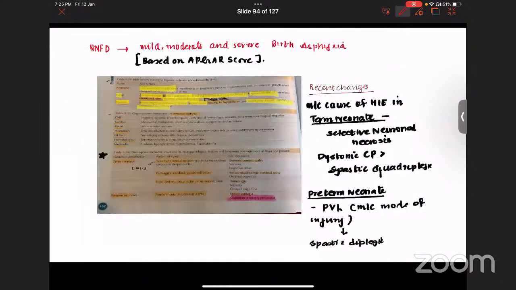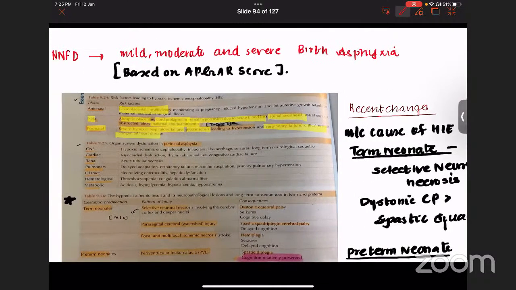So, what is the neuropathophysiology? Based upon our National Neonatology Forum database, we divide birth asphyxia into mild, moderate, severe. Mild is 0 to 3 based on the Apgar score, moderate is 4 to 6, severe is 7 to 9.